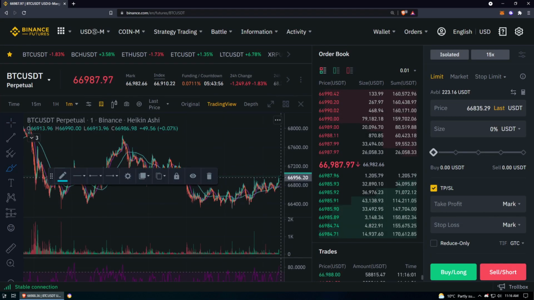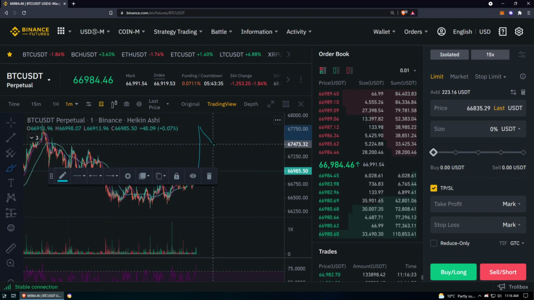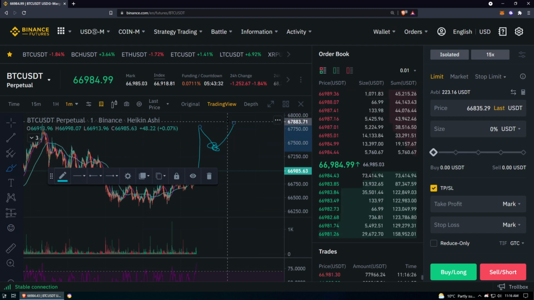Now, what I think will happen here is it will go back up from the point it fell down. It will rebound down, test this resistance right here, and then continue going back up.